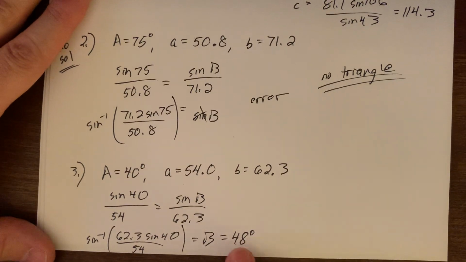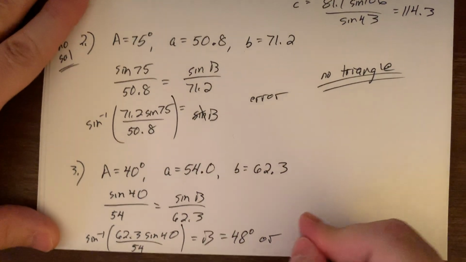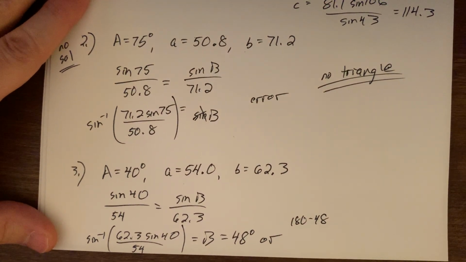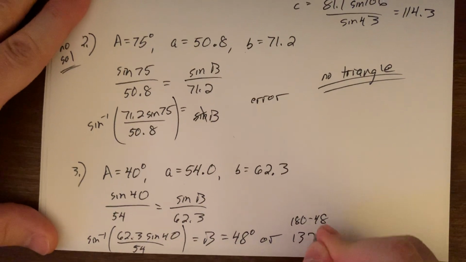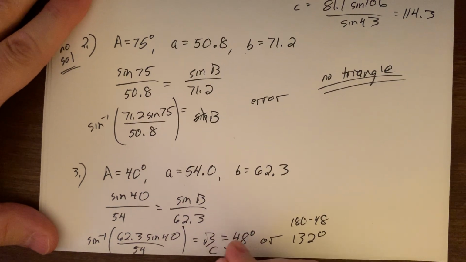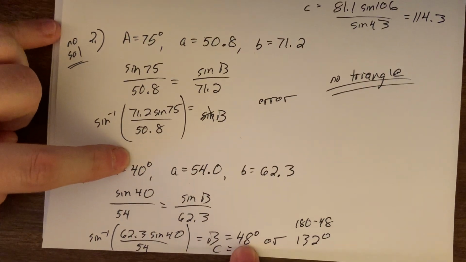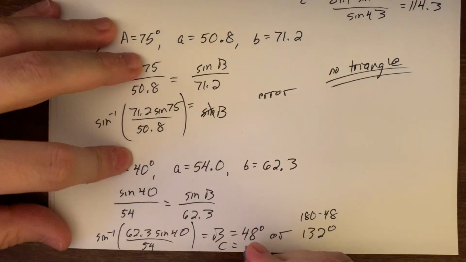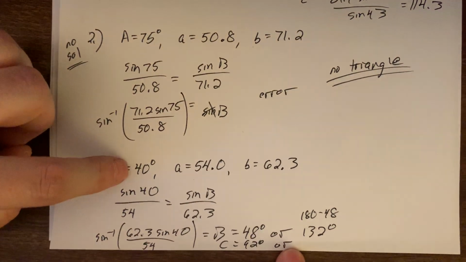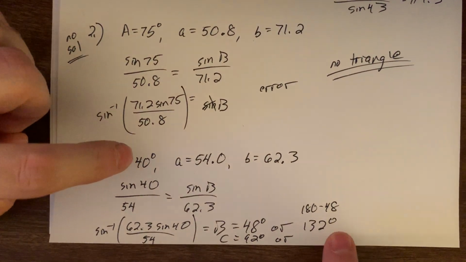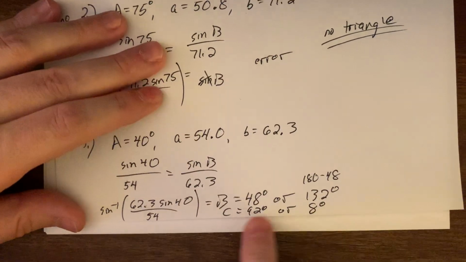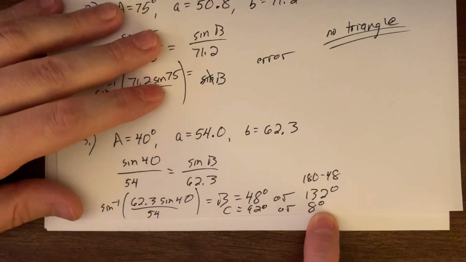But now, we definitely have at least one triangle. I'll do 180 minus 48 to get the second quadrant angle. That would be 132. And now I can move right into angle C. Well, if A is 40 and B is 48, that's a total of 88. That leaves 92 for C. Or if A is 40 and B is 132, those add to 172. There's not much left, but there is something left for C. C could be 8 degrees as well.